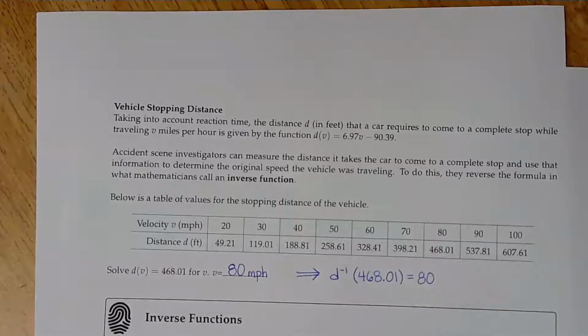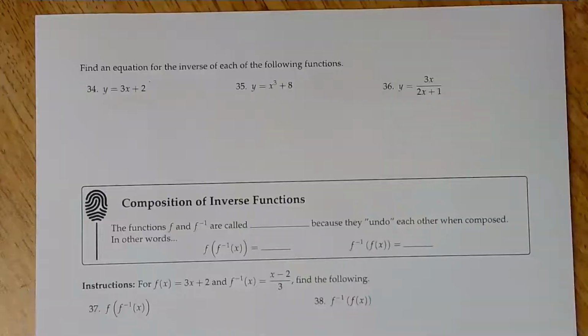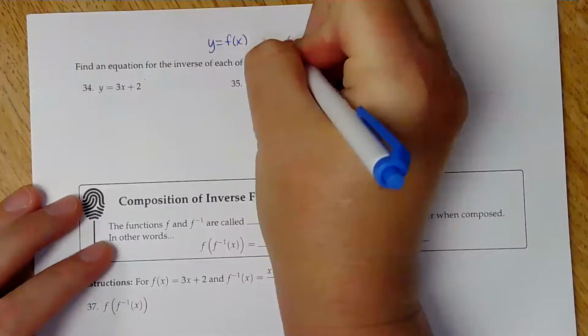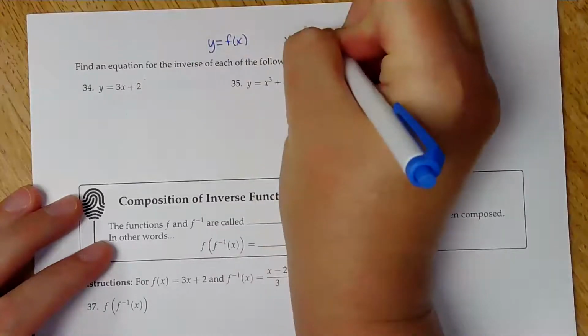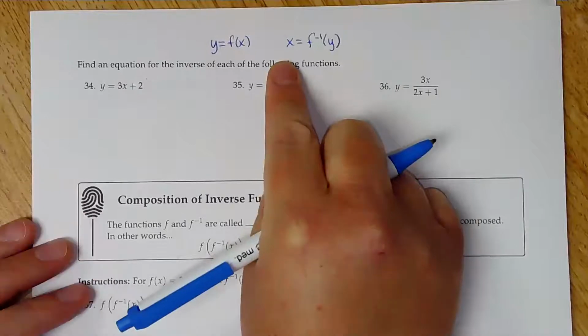So not only structurally are there some issues with switching the x and y, but there are also going to be issues when you look at word problems because those variables have meanings to them. So we do not switch the x and the y, and if you learned it that way, I'm really sorry, you're going to have to unlearn that. Instead, what we're going to do is remember that y is equal to f of x, and that x is equal to f inverse of y. So what we're going to do is just solve for x, and that's going to be our inverse function.